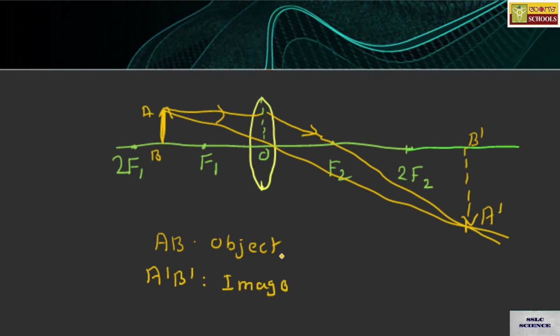As I said, the image position is beyond 2F2. The nature is real and inverted, and the size is enlarged in comparison with the object. I hope you got how to draw this part as well.